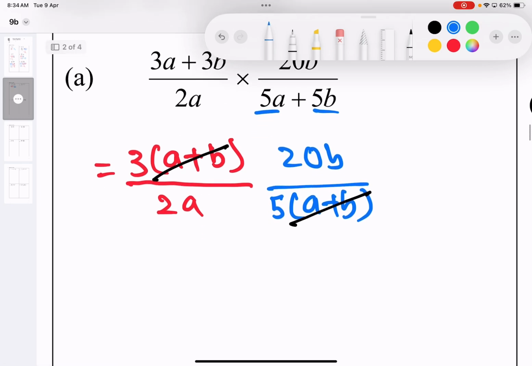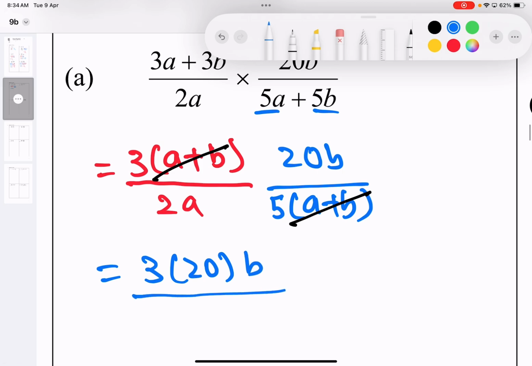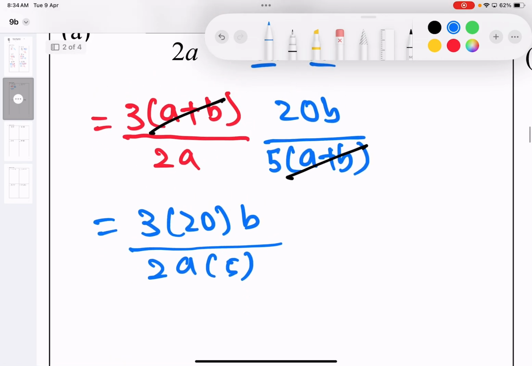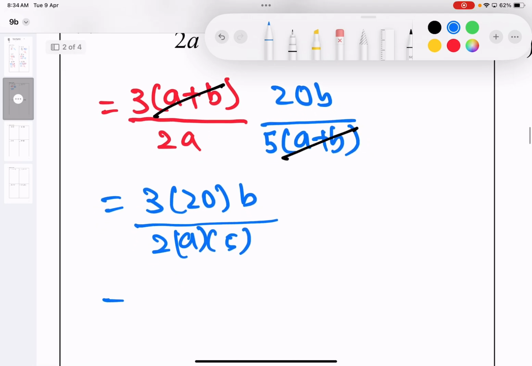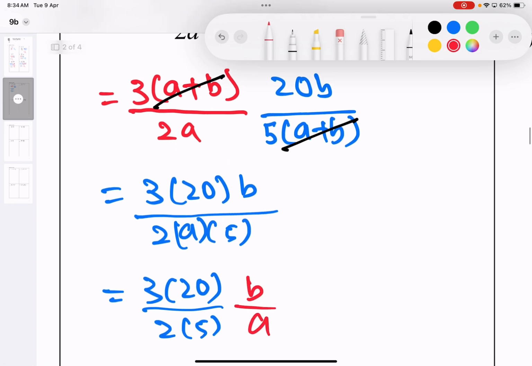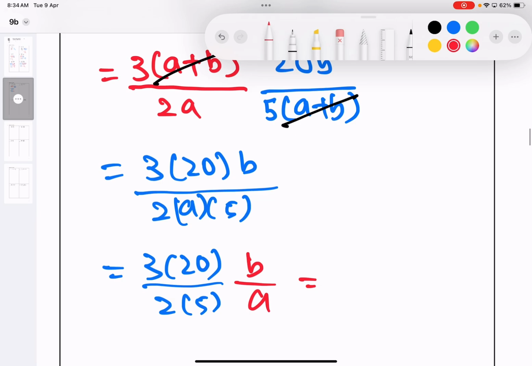If I cancel this away, what is left behind? 3 times 20B over 2 times A times 5. Do you see that this becomes exactly the same problem as your earlier one? The numbers, you just put to one side: 2 times 5. The alphabets, you put to another side. So just use your calculator: 3 times 20 divided by 2 times 10. Okay, so you're going to get 3 over 1, B over A.